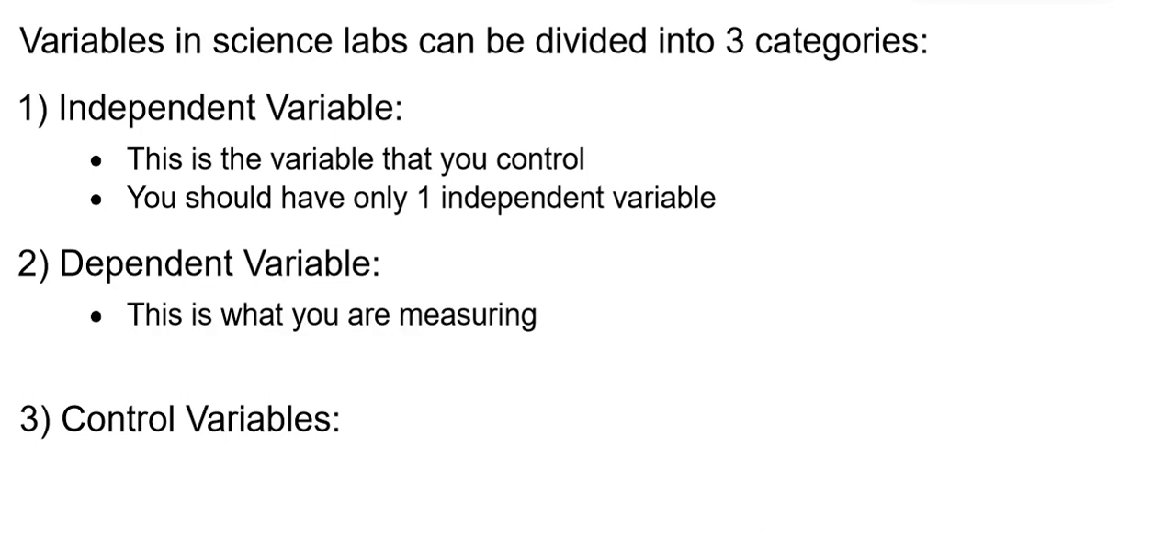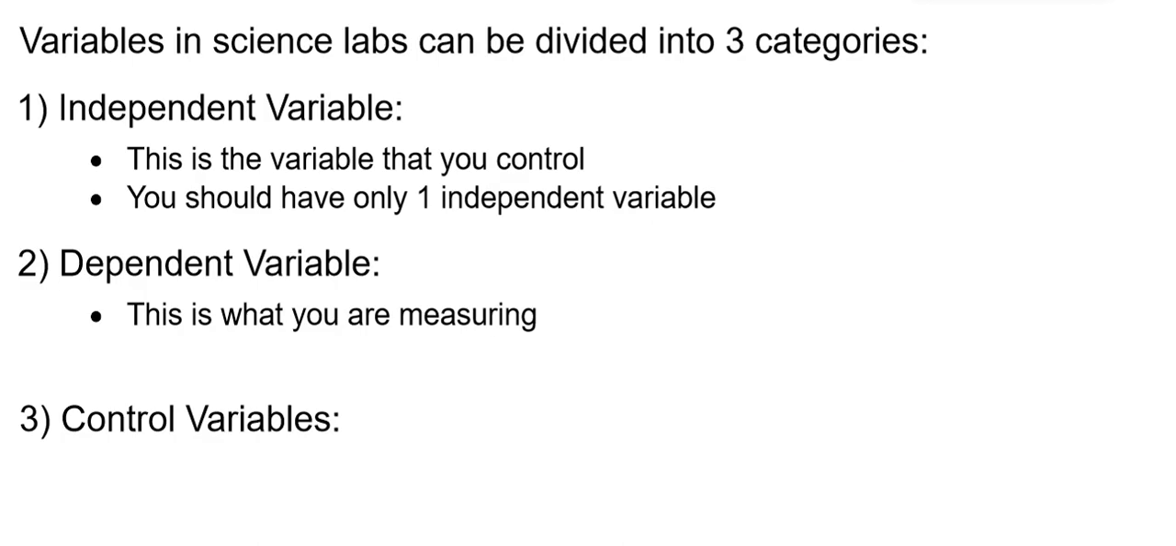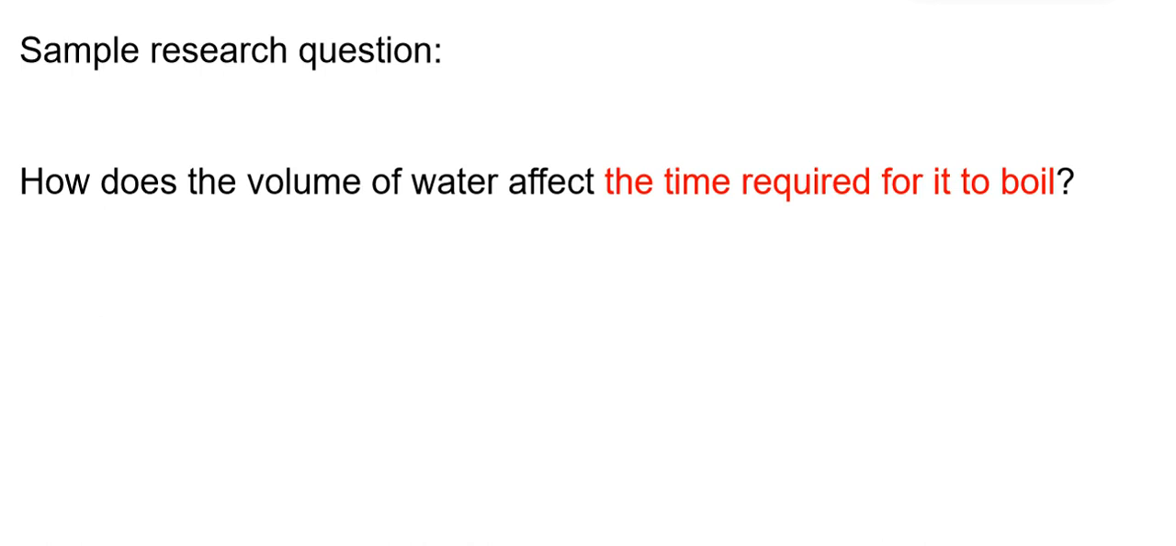The dependent variable is what we're measuring in the lab. And so let's go back to this research question. In a good research question, I should be able to, as the reader, identify the independent variable, which we have already identified is the volume of water. And I should also be able to identify the dependent variable. In this case, it's the time required for the water to boil. And so the dependent variable is what we're measuring. It is this time that we're measuring.